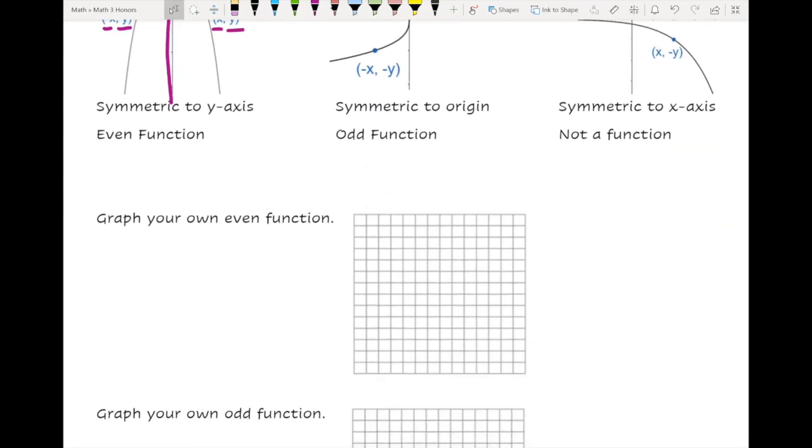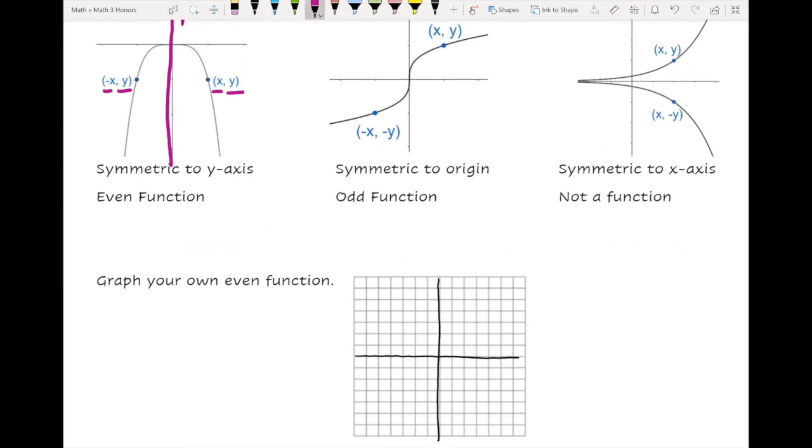So first up, it says to graph your own even function. I'm going to draw my x-axis, my y-axis, and if I want an even function, then it should be symmetrical over the y-axis. So maybe I'll do something like this absolute value function that got shifted over. Oh, it's supposed to be symmetric over the y-axis. So now I've got to make it look the same on the other side. So, okay, I'm going to go up to the 3. This is an even function. It is symmetric over that y-axis. You guys can come up with so many different options on this to create it yourself.